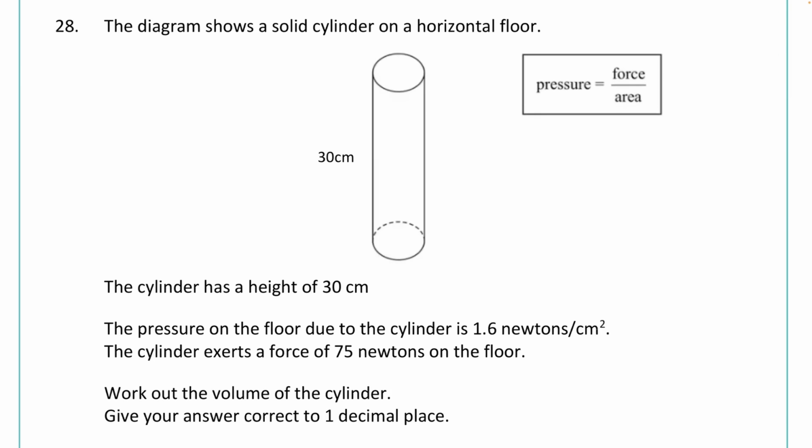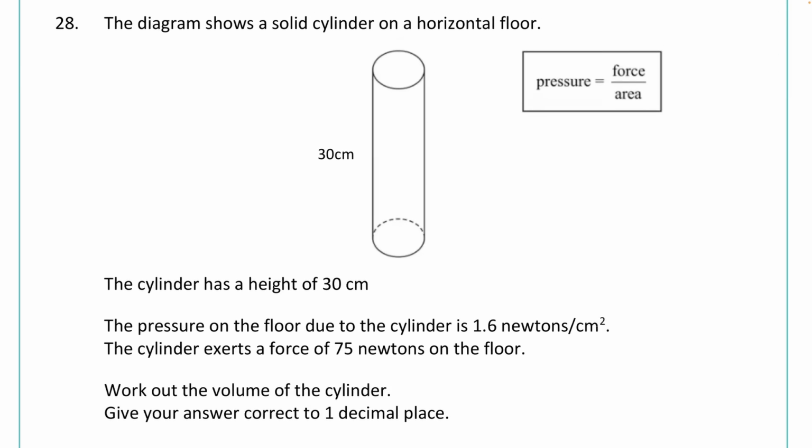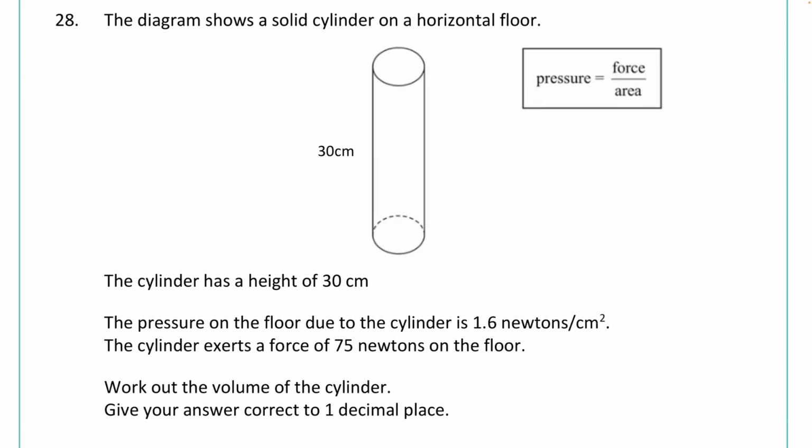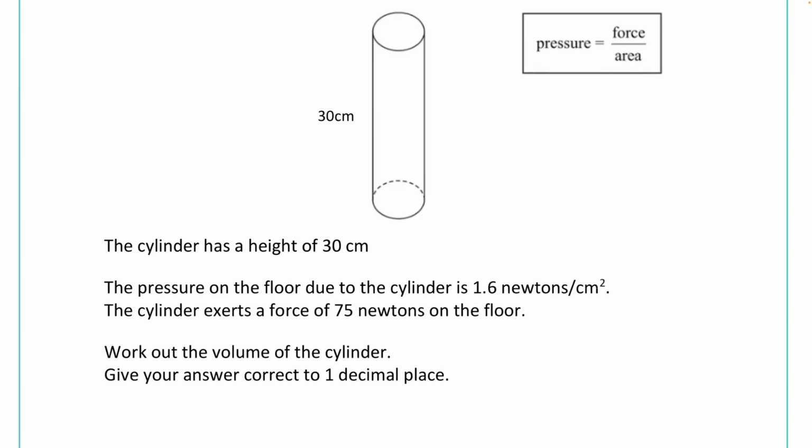Okay, so looking at our next question. So for this question, we have some pressure, force and area. It says the diagram shows a solid cylinder on a horizontal floor and the height of the cylinder is 30 centimetres. It says the pressure on the floor due to the cylinder is 1.6 newtons per centimetre squared and the cylinder exerts a force of 75 newtons on the floor. Work out the volume of the cylinder. We're going to give our answer to one decimal place.